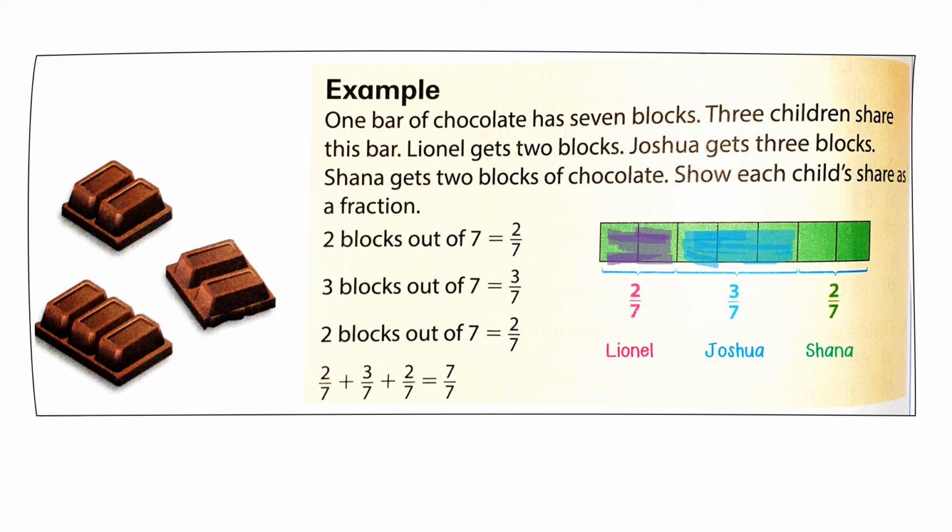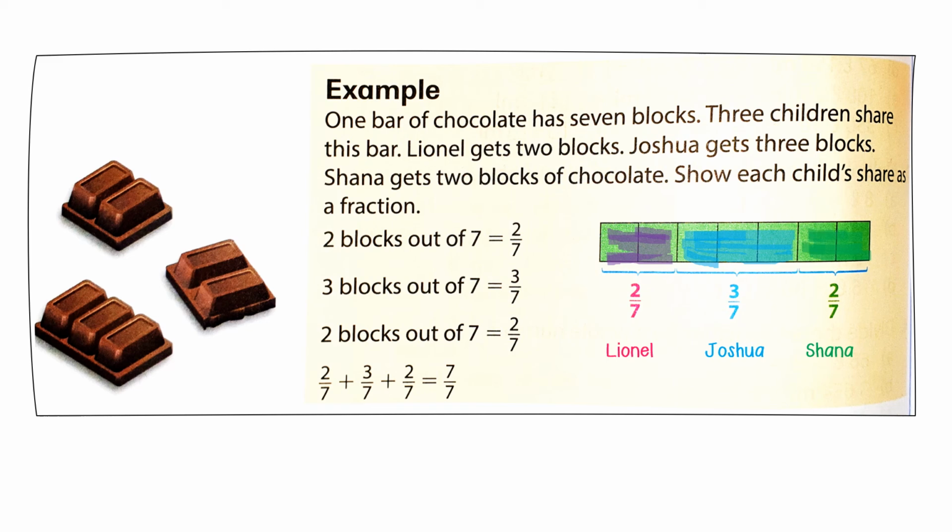Right? And our last child, Shauna, gets 2 blocks of chocolate. And it says that we need to show each child's share as a fraction. So we just did that. We showed it as a fraction, and we also shaded it in the blocks here to show our answer. So Shauna gets 2 blocks out of 7, which is written as 2/7. And we can show it on the blocks drawn here.